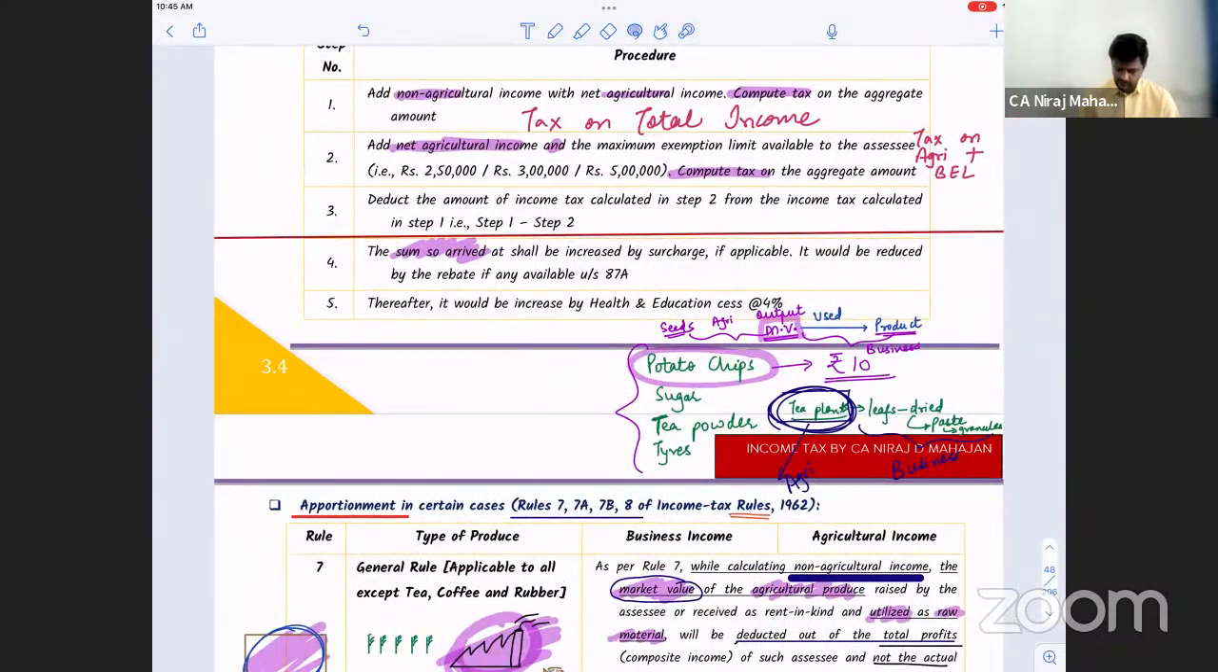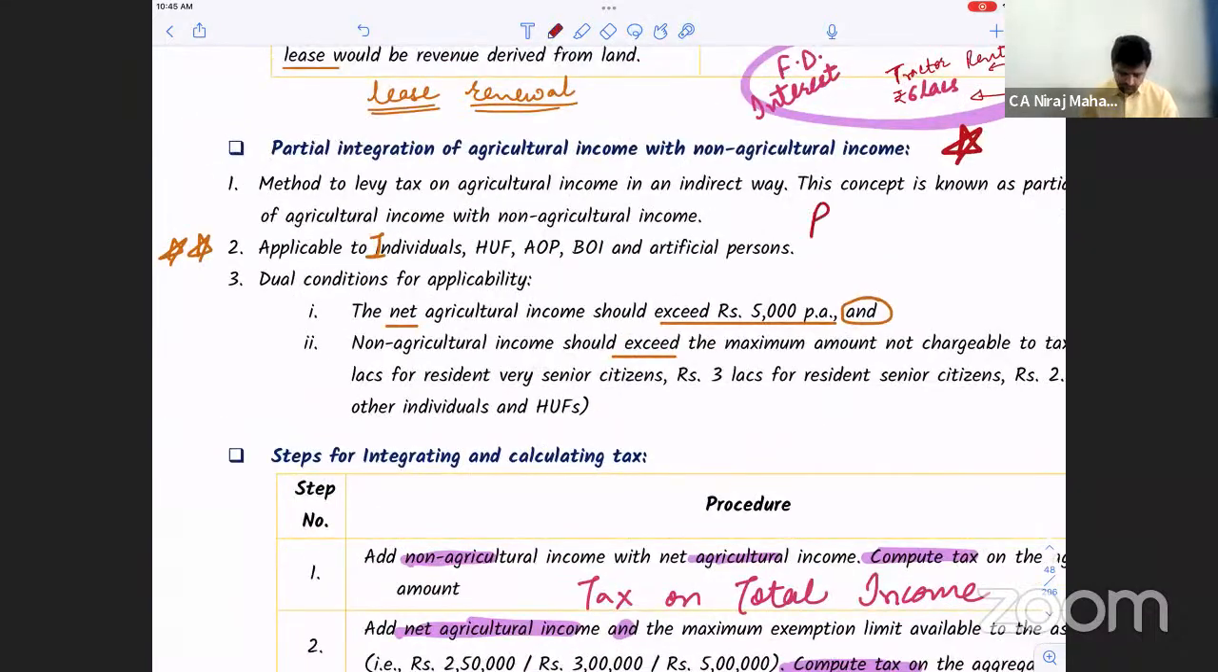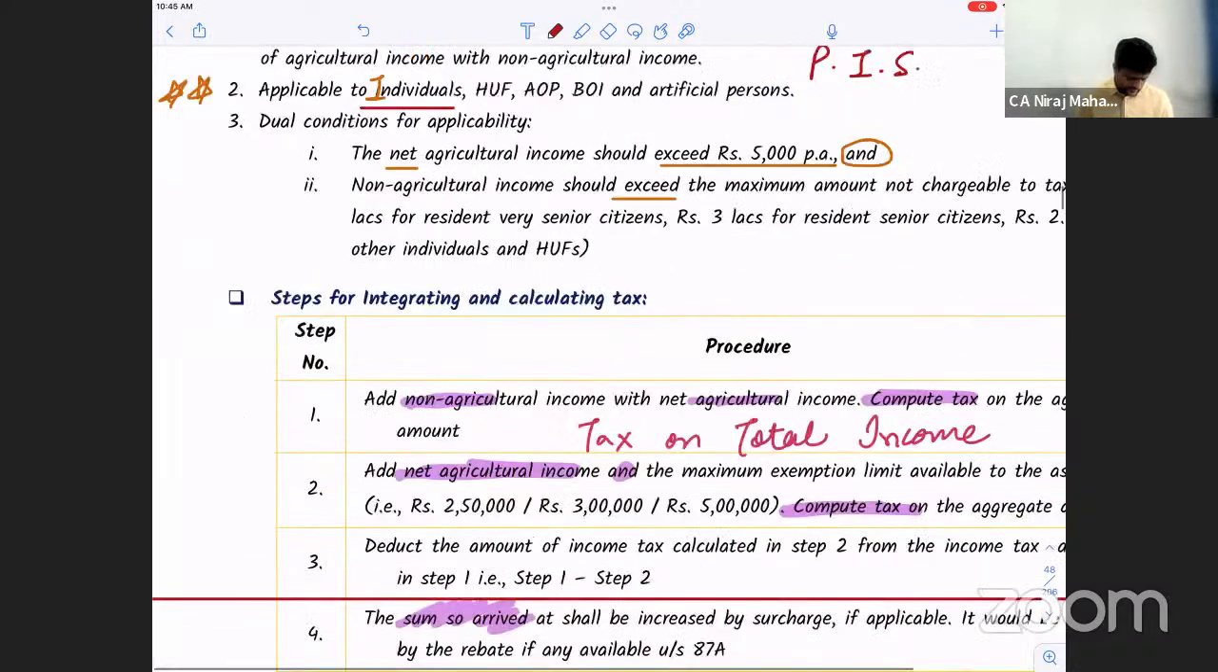Clear till here? So on which categories is this applicable? The partial integration scheme is applicable to individuals, HUF, AOP, BOI, and artificial persons. When is it applicable? Agri income more than 5,000 and non-agri income more than the basic exemption limit. Then we integrate them. Simple? Let's go ahead, everybody.